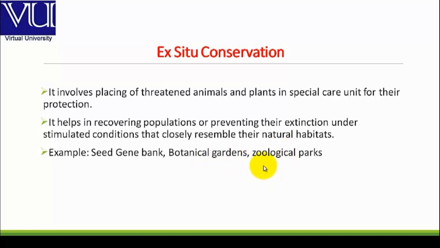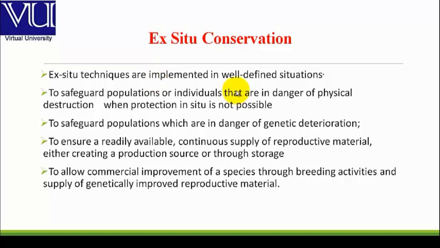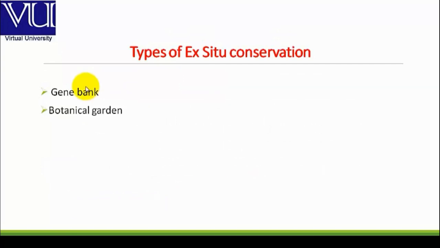Here are some situations or conditions in which ex situ conservation techniques are implemented. First of all, to safeguard populations or individuals that are in danger of physical destruction when protection in situ is not possible. The next is to safeguard populations which are in danger of genetic deterioration, to ensure a readily available continuous supply of reproductive material, either by creating a production source or through storage. And the last one, it allows commercial improvement of a species through breeding activities and supply of genetically improved reproductive material.